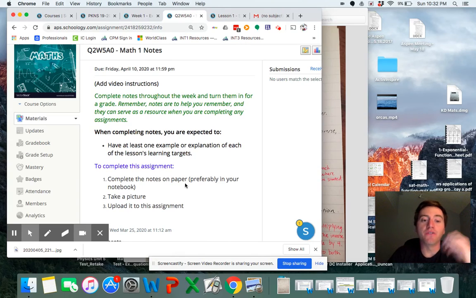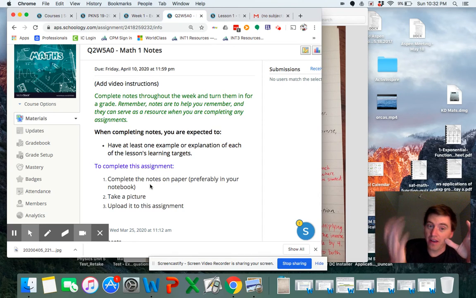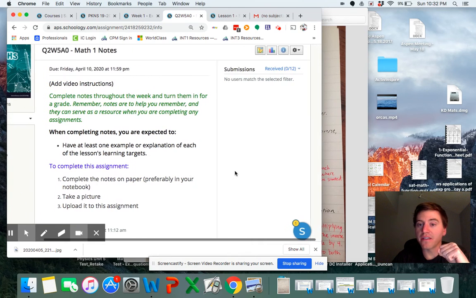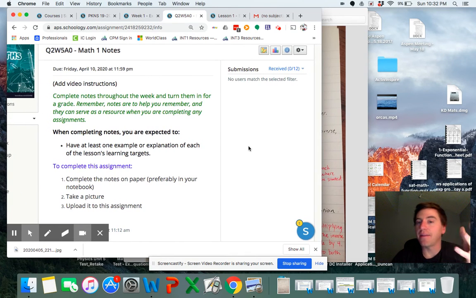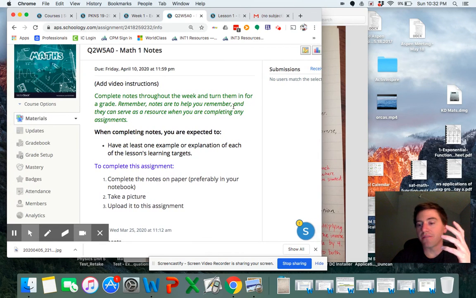And then to submit, of course, it says to complete the assignment, you have to complete it on a piece of paper, preferably in your notebook, so you can have it there, in order. You want to take a picture and upload it to this assignment. Like I said, I emailed it to myself. You can get it here however you want. If you have the Schoology app, you can probably just go in and upload it straight up. So you just come over to submissions and submit those pictures.